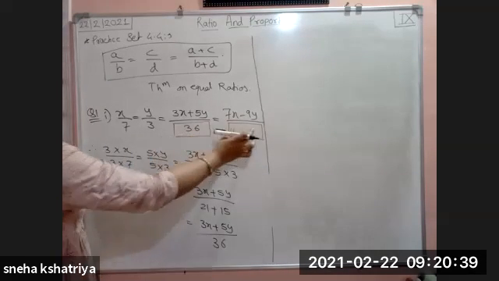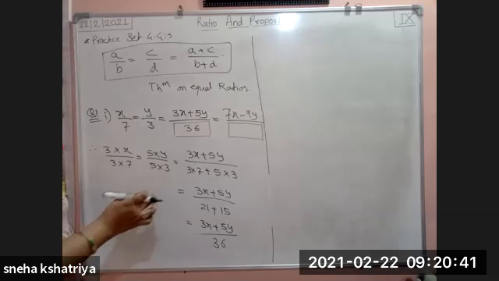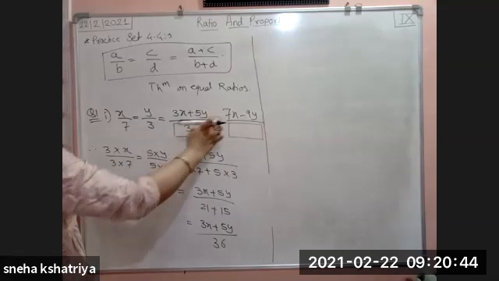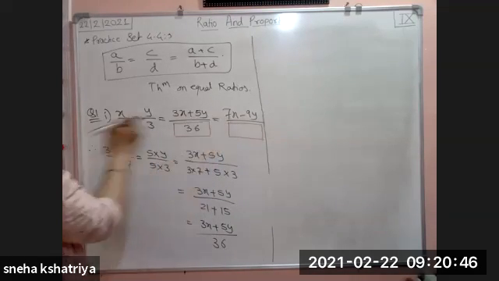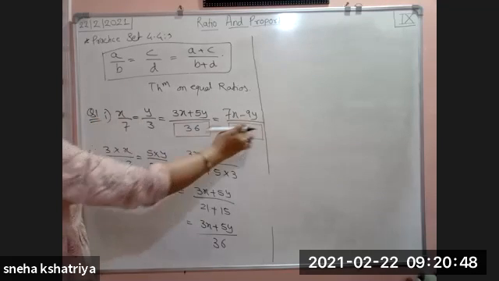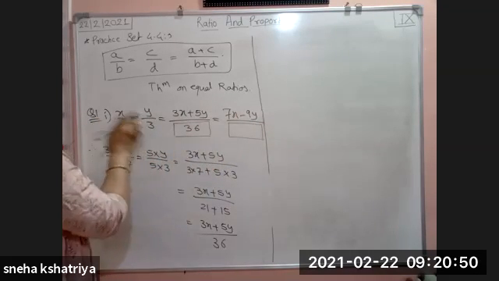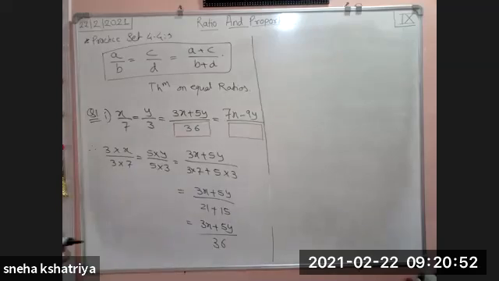Same thing for here now. So what we have to do here is, x is multiplied by 7, so here you have to multiply by 7. Y is multiplied by 9, so here you have to multiply by 9.